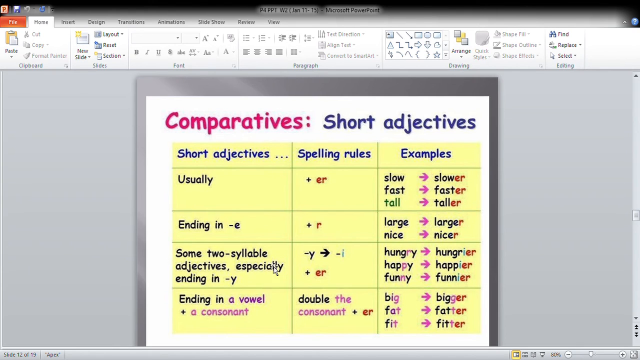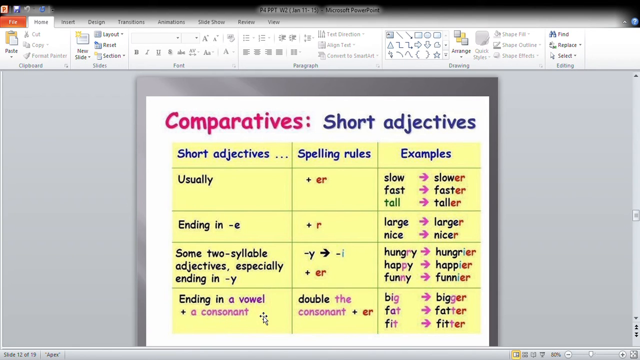Another rule, we have some two-syllable adjectives, especially ending in y. What are we going to do if the adjective is ending in y? Example, hungry. Hungry ends with y, so we change y into i, and then we add er. Hungrier. Same thing with happy, happier; funny, funnier. Okay?